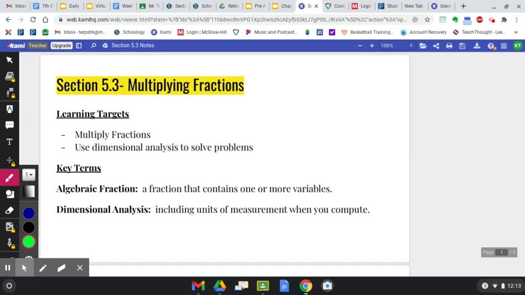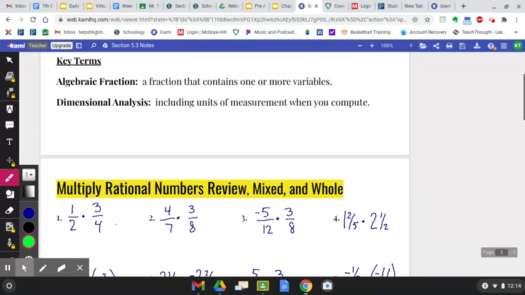And then we're going to use dimensional analysis to solve problems. And you've done that before. A lot of times in science, you've done it in math before. It's just including units of measure when you compute something. So miles per hour, gallons per mile, cost per gallon, right? So different units of measure.